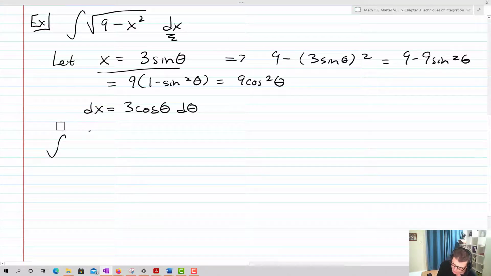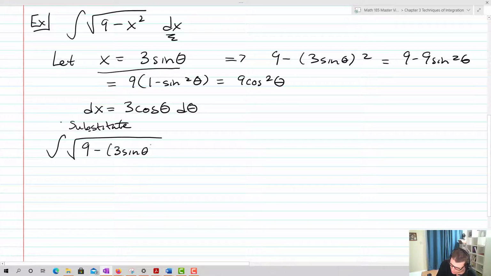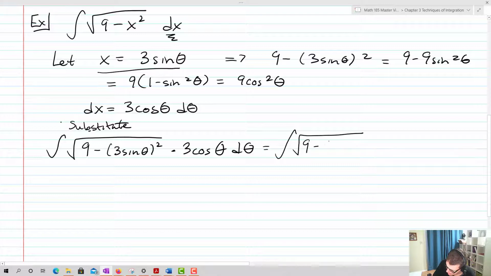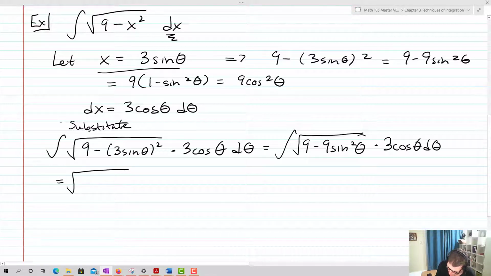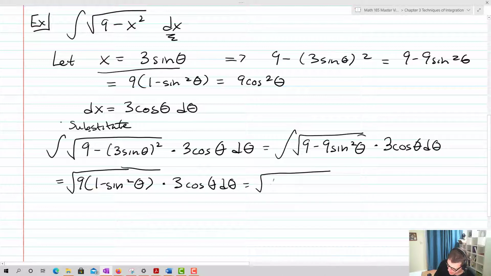And that's going to give me the square root of 9 minus (3 sine theta) squared times 3 cosine theta d theta. Now, this is going to give me the integral of the square root of 9 minus 9 sine squared theta times 3 cosine theta d theta. This is then the square root of 9 times (1 minus sine squared theta) times 3 cosine theta d theta, which is equal to the square root, and now we can make that substitution.